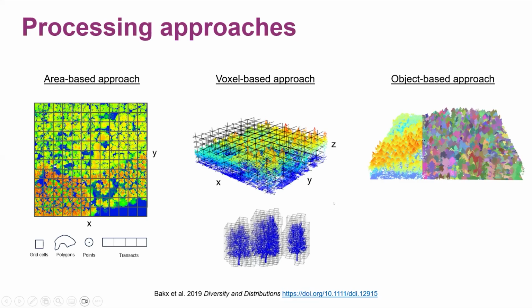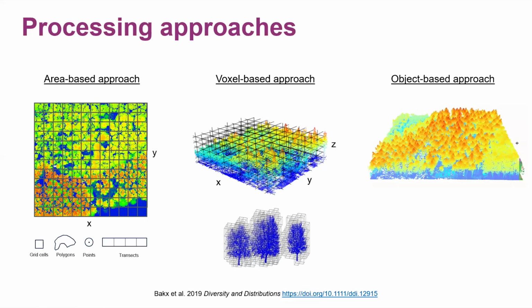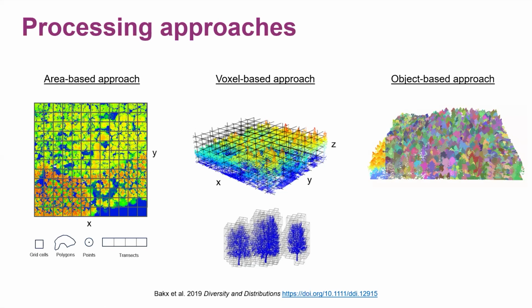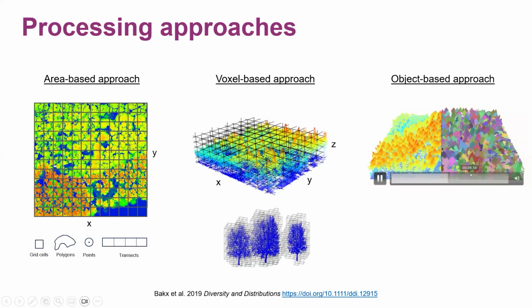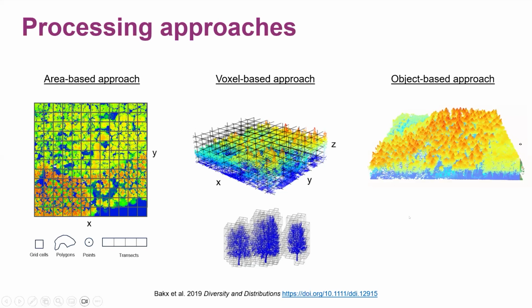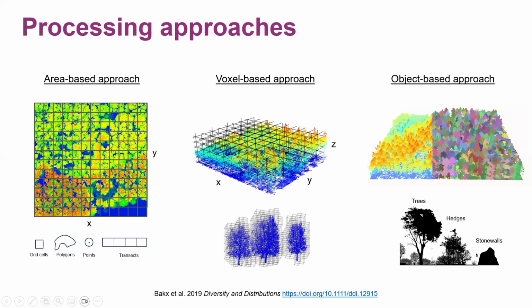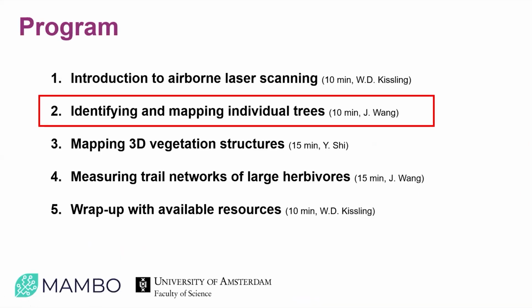And the last one I want to emphasize is basically an object-based approach where you use the point cloud and you derive objects. These objects here, for instance, in this image are individual trees, but they can also be not only trees, they can be also other landscape elements such as hedges, stone walls, or anything else you are interested in. So this was a very short introduction into airborne laser scanning, and I hand over now to Jin-Hu, who talks about individual trees.